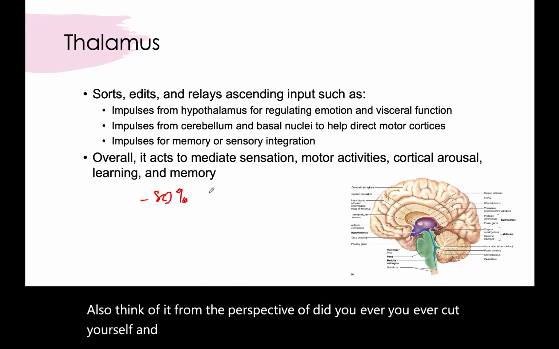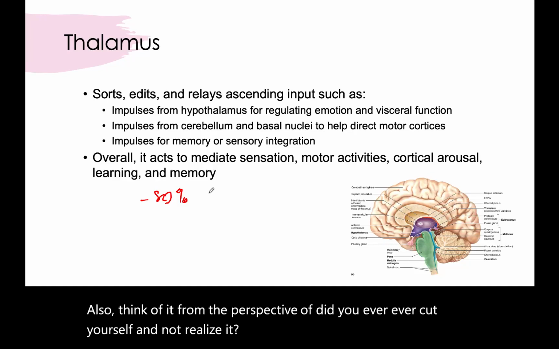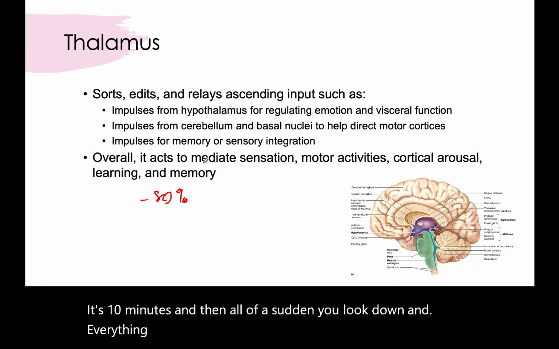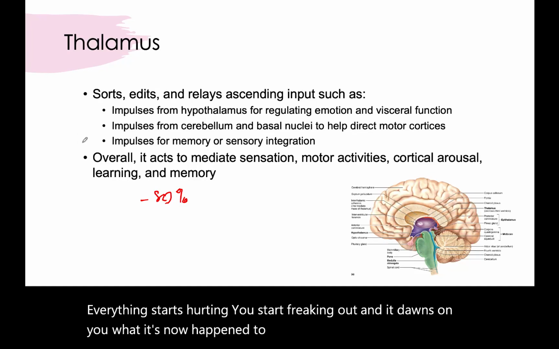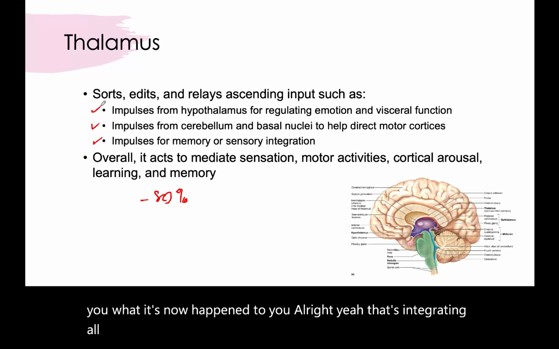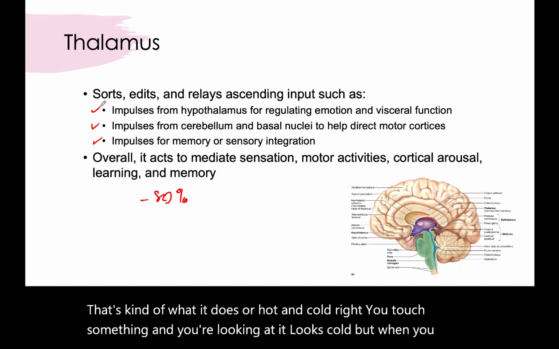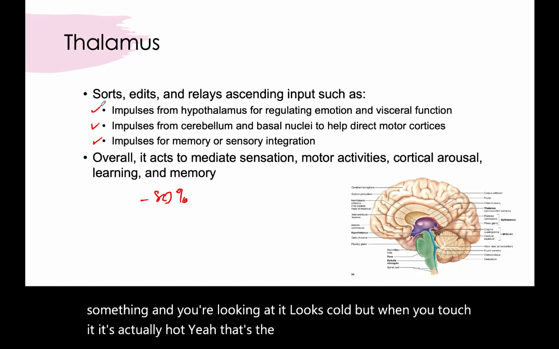Also think of it from the perspective of, did you ever cut yourself and not realize it for like 10 minutes, and then all of a sudden you look down and everything starts hurting and you start freaking out, and it dawns on you what has now happened to you. That's integrating all 3 of these areas into one massive event, and that's kind of what it does. Or hot and cold. You touch something and you're looking at it and it looks cold, but when you touch it, it's actually hot. That's the thalamus doing its thing.